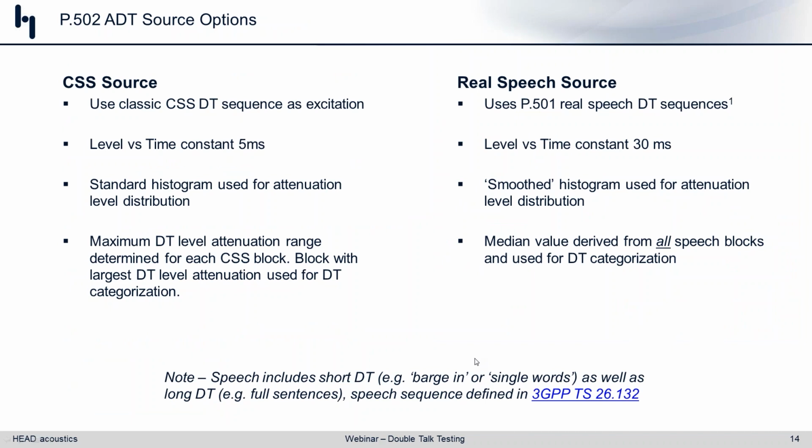So if you compare the two, you can see that the CSS source method obviously uses the CSS speech. We have a much shorter time constant in our level versus time analysis, and we look for the maximum attenuation level. On the real speech side, obviously we use real speech, still grabbed from P501, but our level versus time constant is a lot longer, and we look for the median value, or the algorithm does.